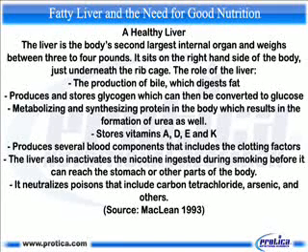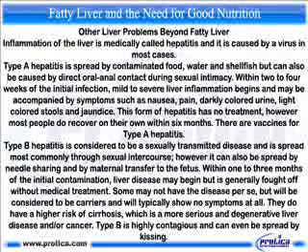Stores vitamins A, D, E and K, produces several blood components that include the clotting factors. The liver also inactivates the nicotine ingested during smoking before it can reach the stomach or other parts of the body. It neutralizes poisons that include carbon tetrachloride, arsenic, and others. Source: McLean 1993. Other liver problems beyond fatty liver.